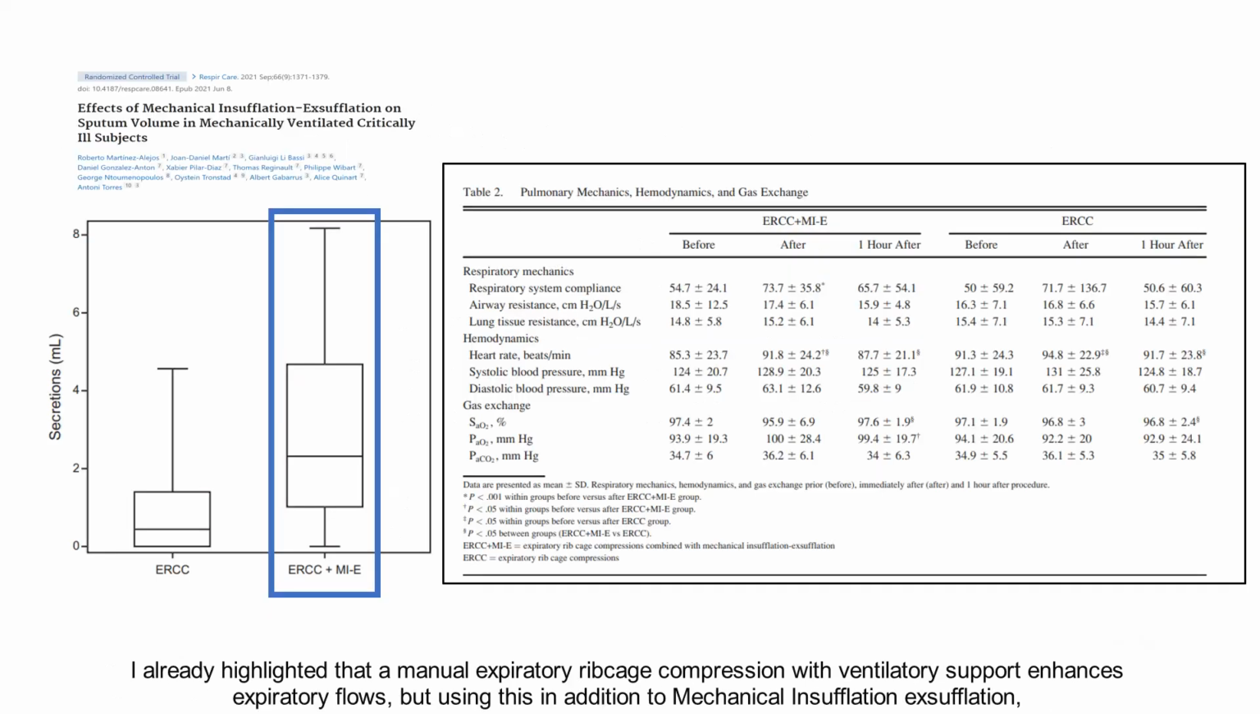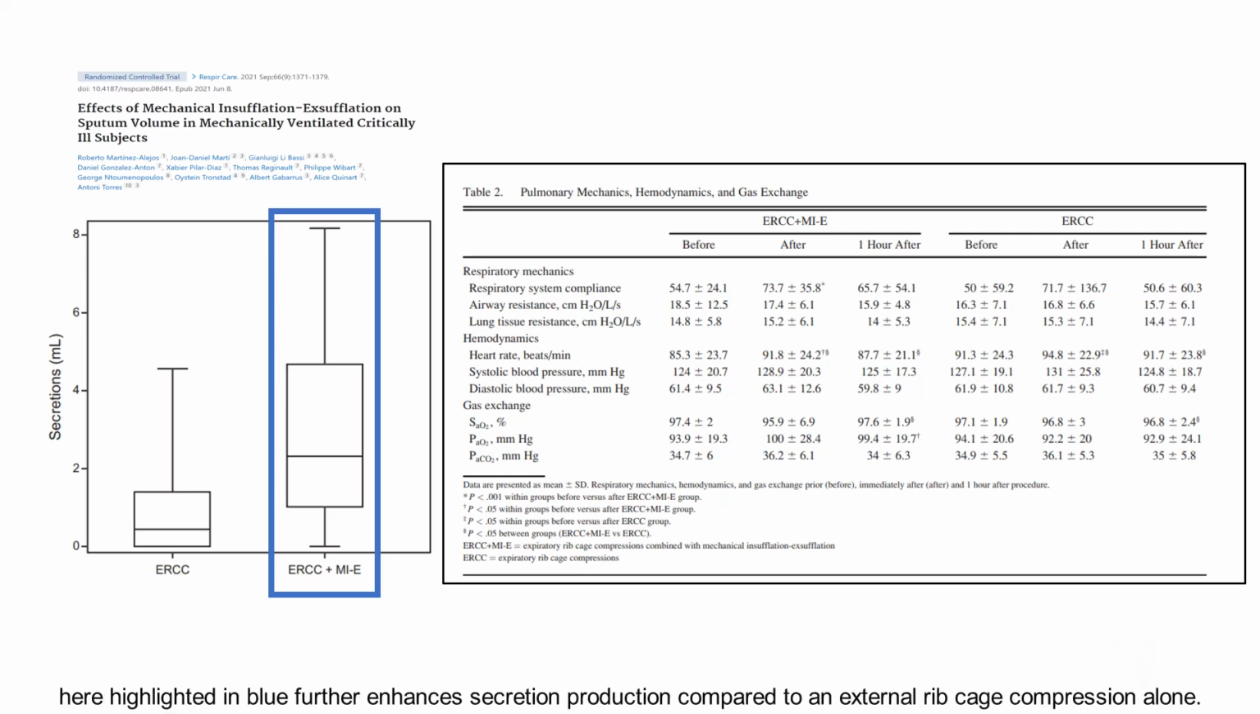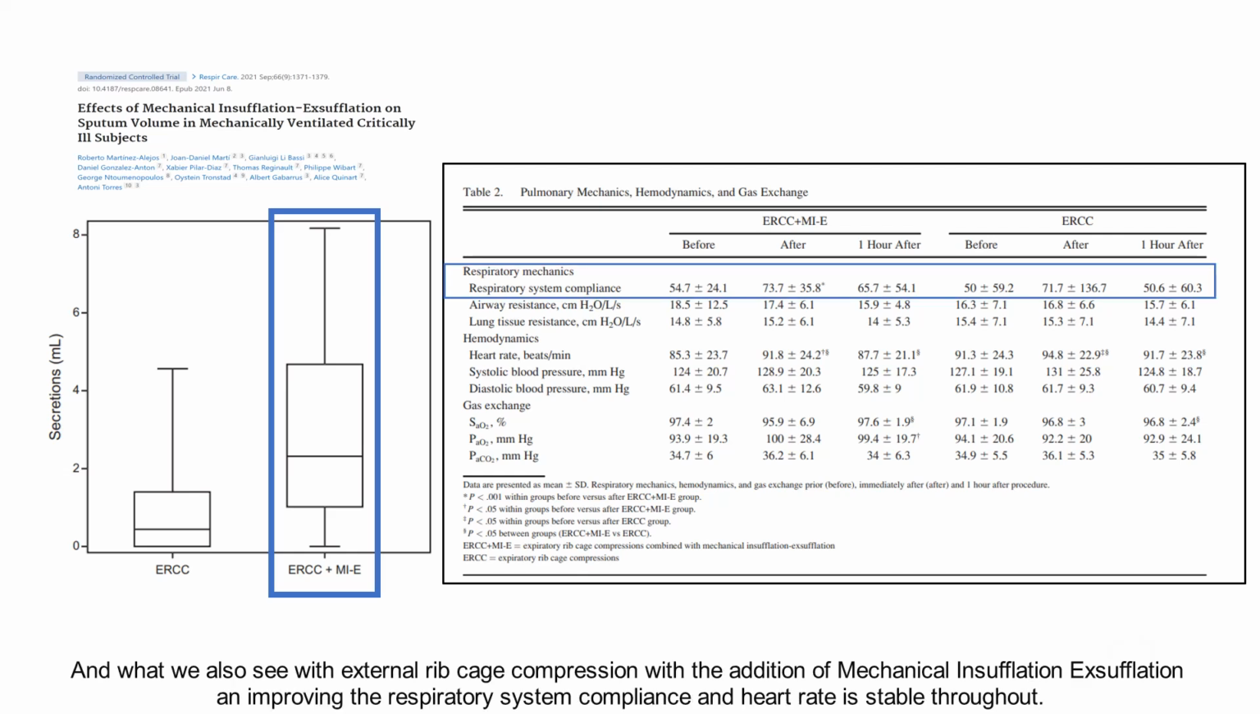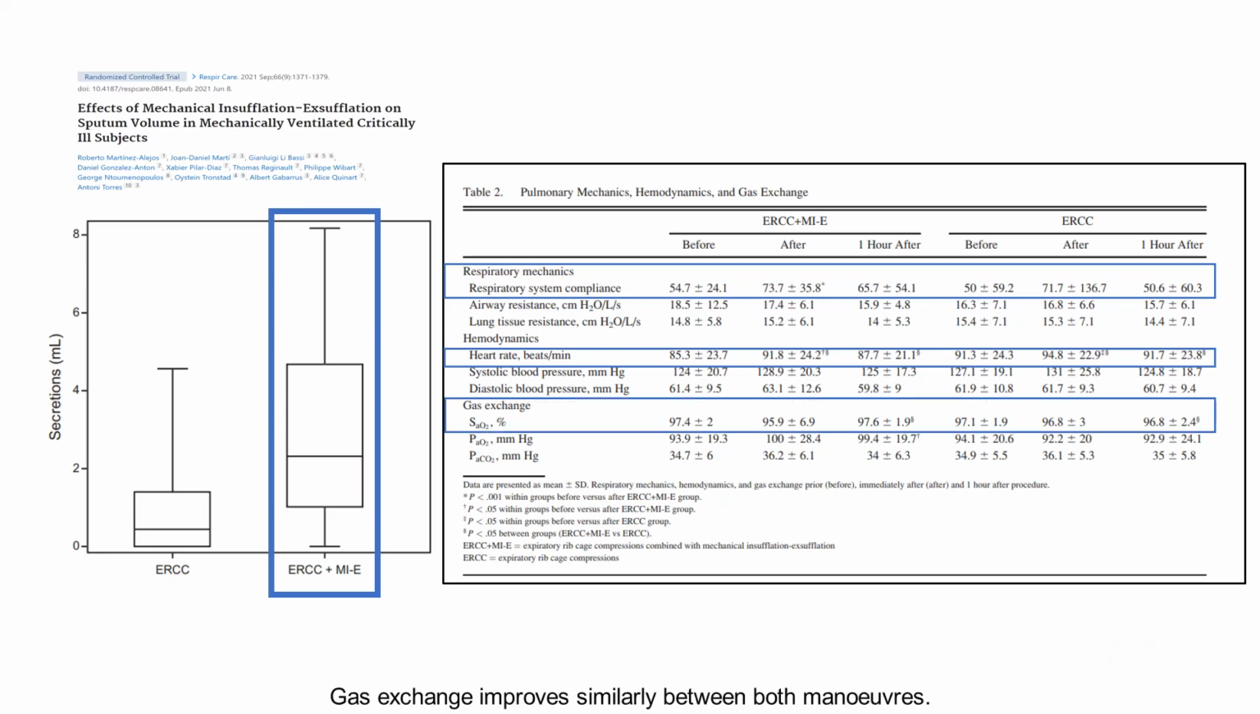I already highlighted that a manual expiratory ribcage compression with ventilatory support enhances expiratory flows, but using this in addition to mechanical insufflation-exsufflation, here highlighted in blue, further enhances secretion production compared to an external ribcage compression alone. And what we also see with external ribcage compression with the addition of mechanical insufflation-exsufflation is an improvement in the respiratory system compliance, and heart rate is stable throughout. Gas exchange improves similarly between both manoeuvres.